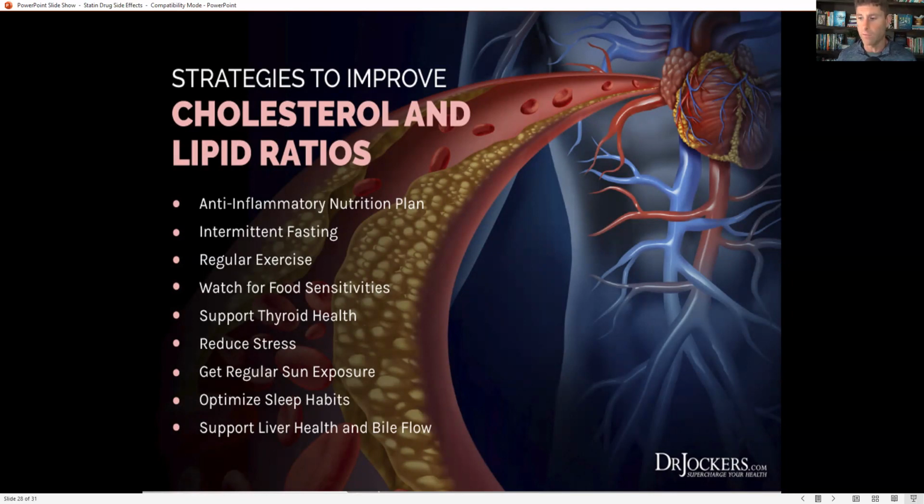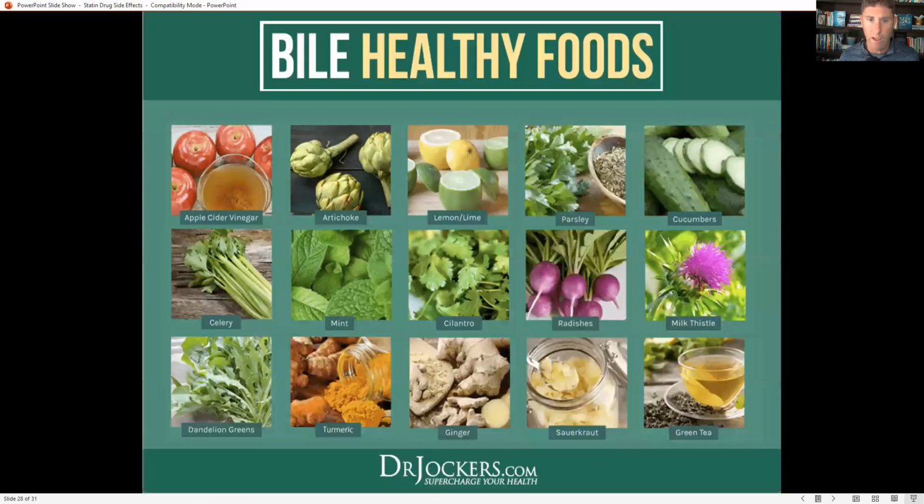Watching out for food sensitivities. So if you are noticing that you're just not reacting well when you're consuming a certain food, take that out of your diet. We want to support thyroid health, of course. If you have hypothyroidism or subclinical hypothyroidism, where it's not at the level where it's diagnosed, but you know that you're trending in that direction, we got to support that and get your thyroid levels where they need to be. We want to reduce stress, get regular sun exposure, get that UVB sun exposure, optimize your sleep habits, and of course, support liver health and bile flow.